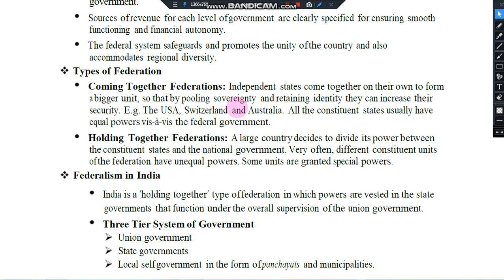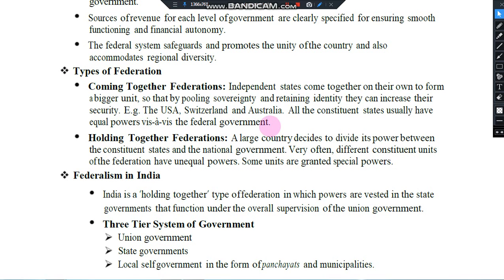This is the shortcut over, but still we will read it out. Independent states come together on their own to form a bigger unit, so that by pooling sovereignty and retaining identity they can increase their security. Example, the USA, Switzerland and Australia.